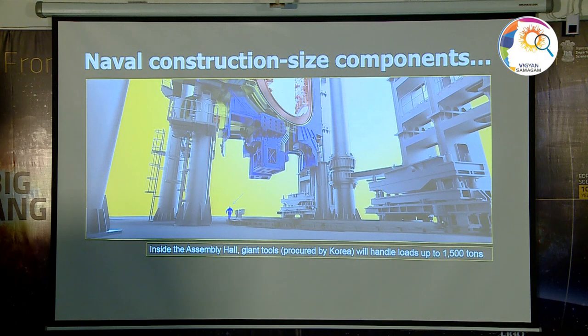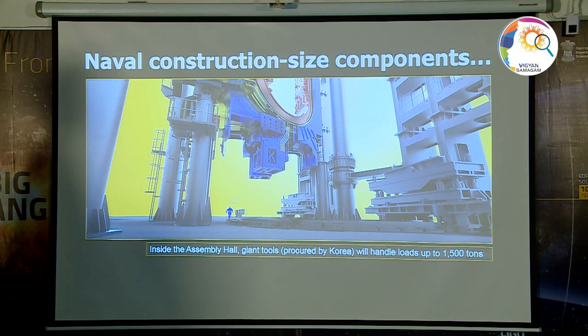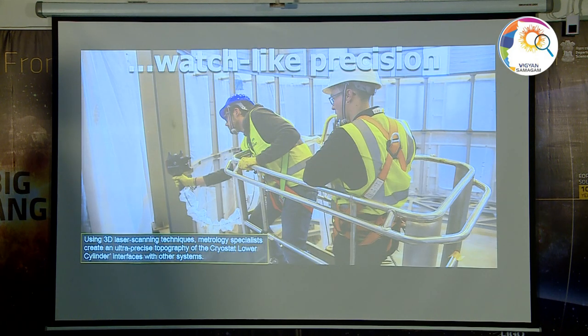Now, if we were to summarize all the machine components together, one picture that emerges is that we are talking of very large components, very weighty components. We, in technical terms, call them naval construction size components. But these components have to be manufactured and fitted with a precision like a watch.